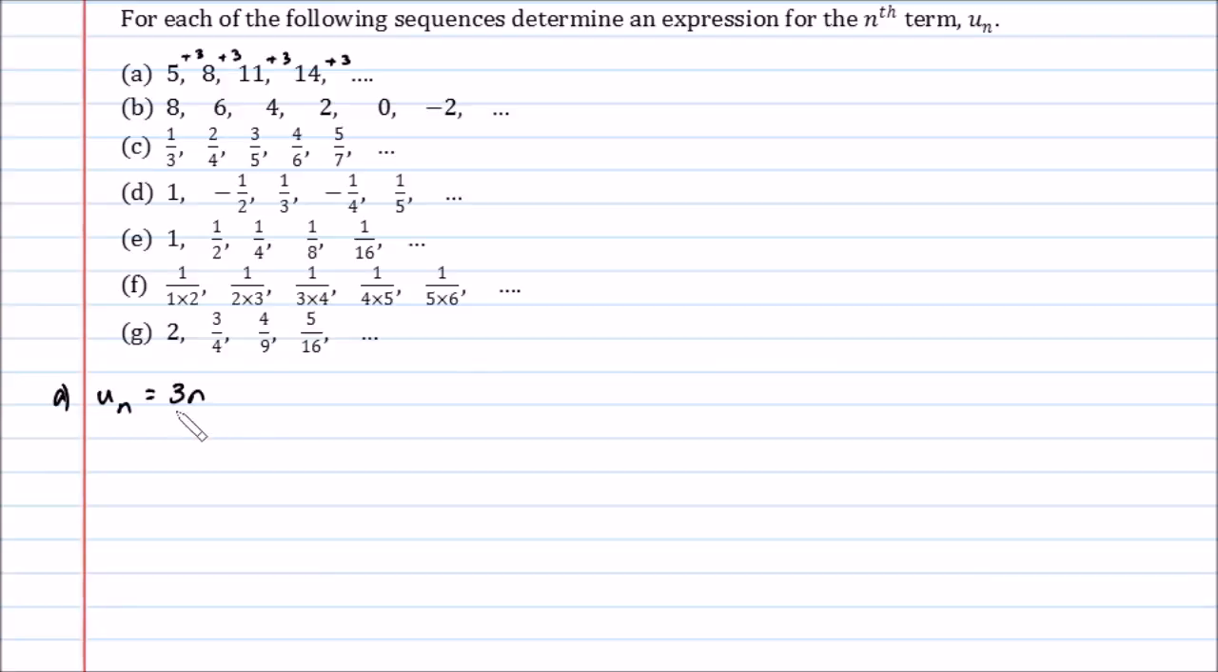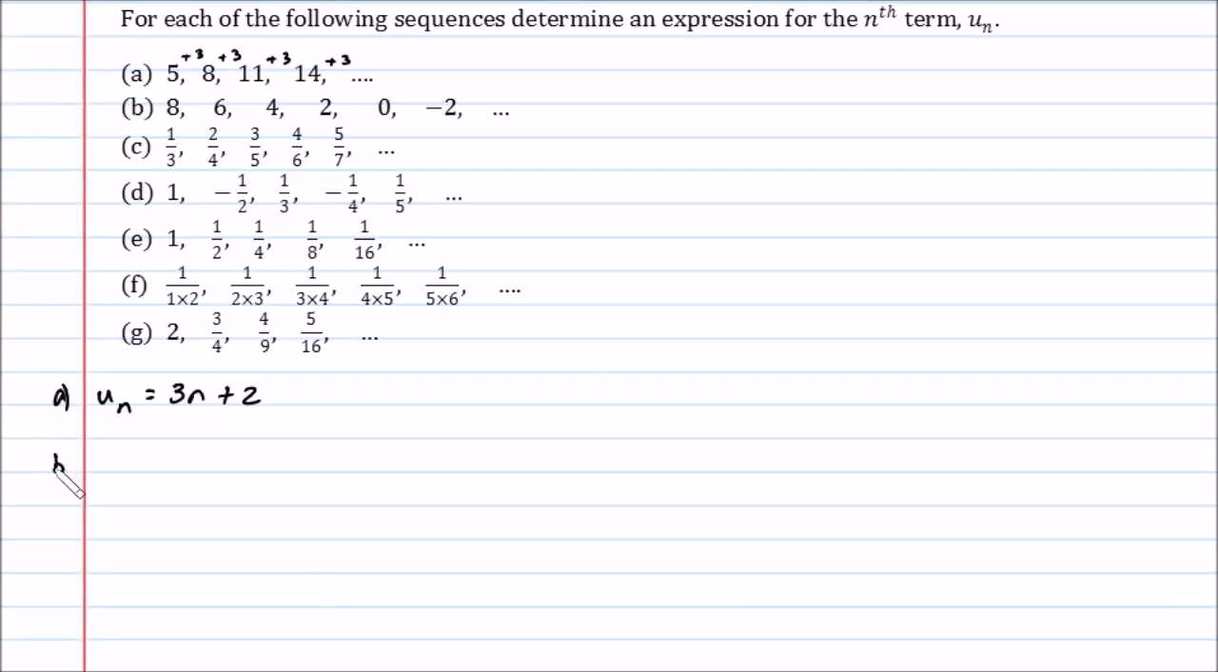Now let's conclude our expression. If n is 1, for our first term we should get 5. But clearly if n is 1 here, we're going to get 3. To get 5, I need to add 2. And now we're going to see if this expression holds. So we test it when n is 2. 3 by 2 is 6. 6 plus 2 is 8. It holds. Let's test it one more time. When n is 3, we should get 11. 3 by 3 is 9, plus 2 is 11. So our un expression is 3n plus 2.